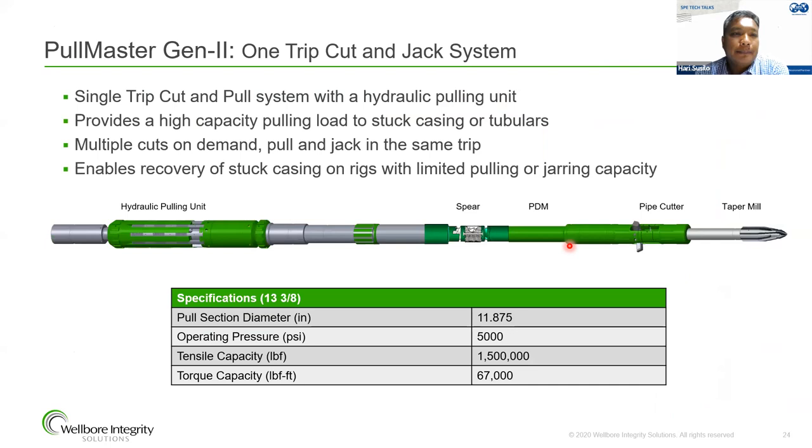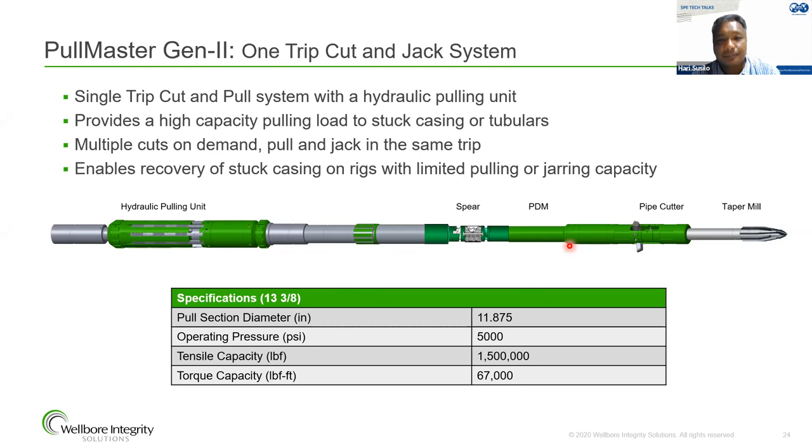We also have the Pull Master generation 2, which is a single trip cut and jack system. Basically, this is combined with the previous technology, efficient cut and pull. It provides a single trip cut and pull system with the hydraulic pulling unit, and also provides high capacity pulling load to the stuck casing or tubular. We will have an animation for this, so we will explain better. You can go up to multiple cuts, depending on how many we need, and also pull and jack at the same time.